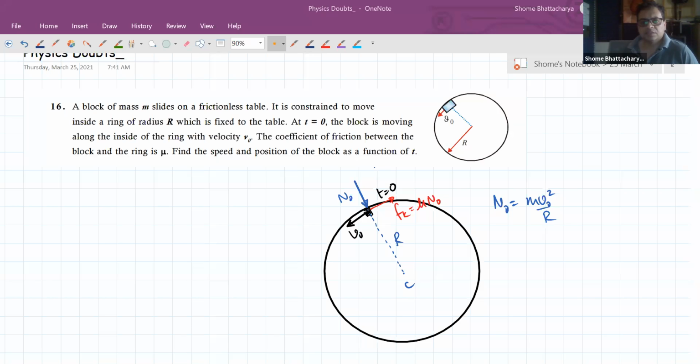So that generates a tangential acceleration like this initially. So from that you can understand that it is a non-uniform circular motion. So by the time it's some time t, your v has become less than v naught.